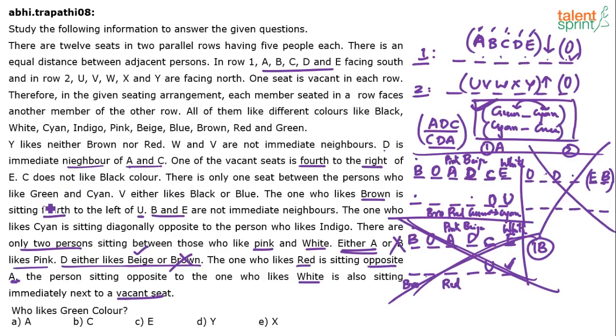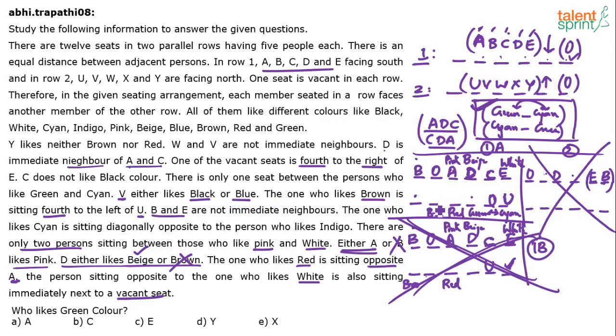Those are one seat between green and cyan. This is also done. V likes either black or blue. Now look at this. I think we have got some information. We know that the person V will come in the bottom row. He says V likes either black or blue. See, V has to come in the bottom row.